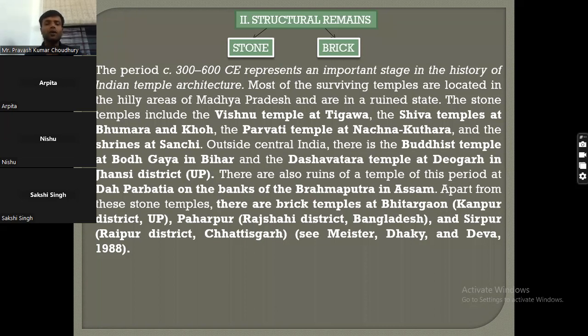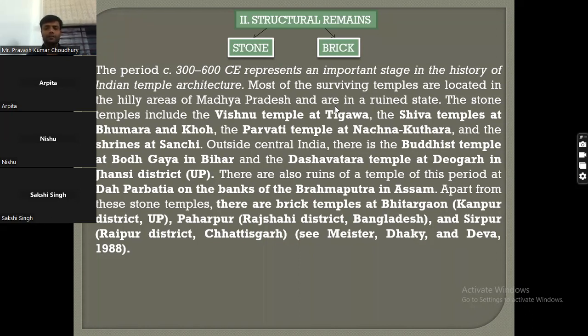If you look at the evidences of such earliest temple remains in the Indian subcontinent, belonging to the time period between 300 to 600 CE, they represent a very important stage in the development of temple architecture, which we can say is the second major structural phase evident in the Indian subcontinent, right? Some of these temples, I will show you how simple they were.